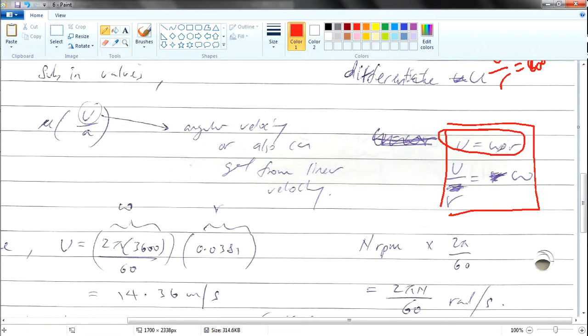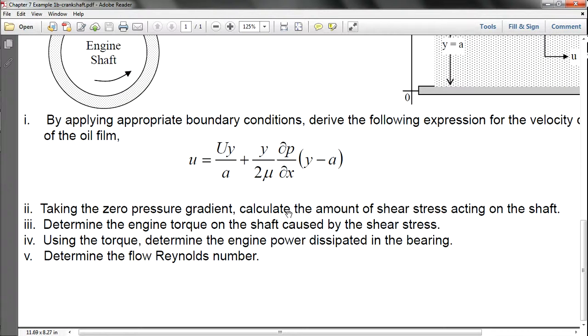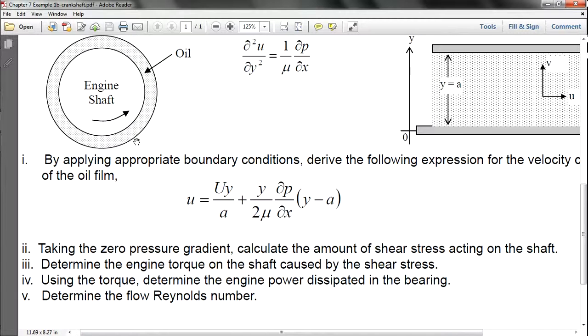I'm using this one. Therefore the omega is actually 2 pi times 3600, and then the radius is this value. How do I get this? If we take a look, it says to calculate the amount of shear stress acting on the shaft. The shear stress acting on the shaft is contributed by the bearing. When it's turning, that's the bearing over here.